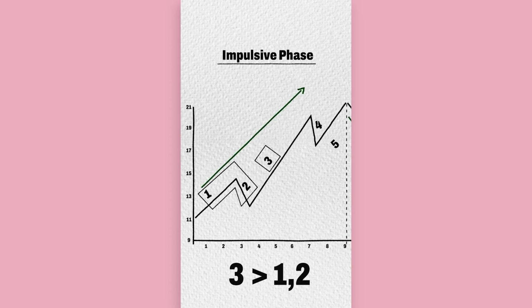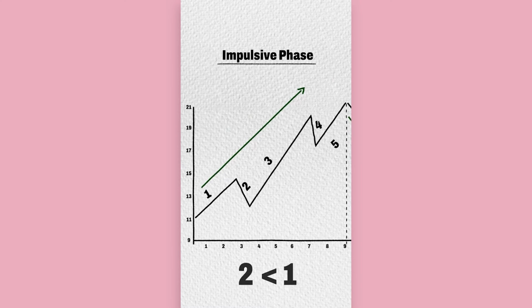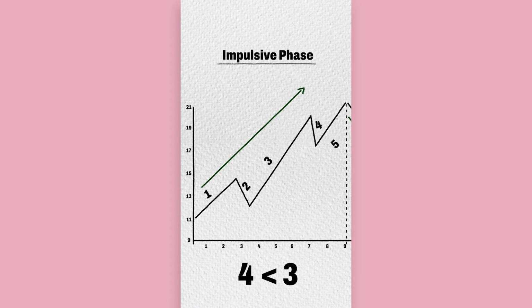And in 1 to 5, wave 3 is greater than wave 1 and 2. And in the same way, wave 2 is smaller than wave 1, and wave 4 is smaller than wave 3. Same logic applies even in the corrective phase.